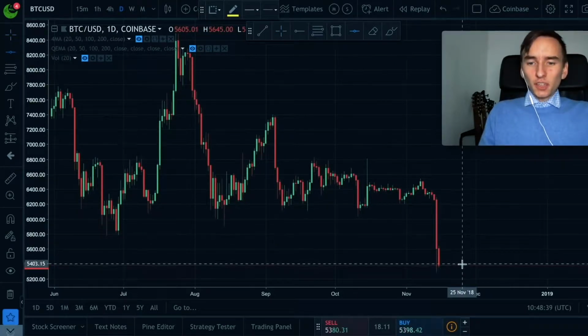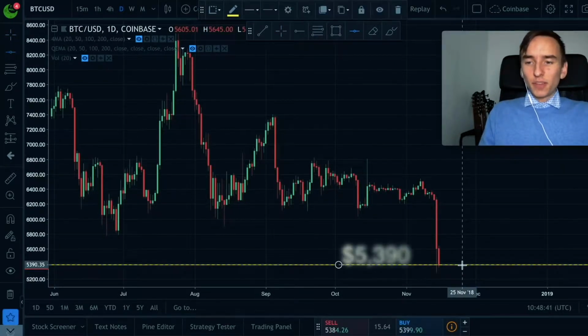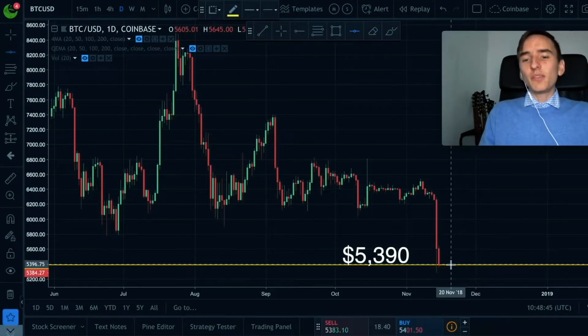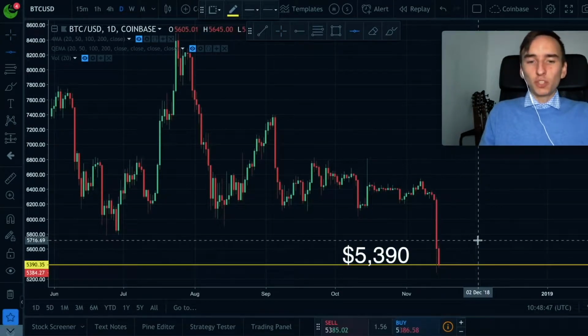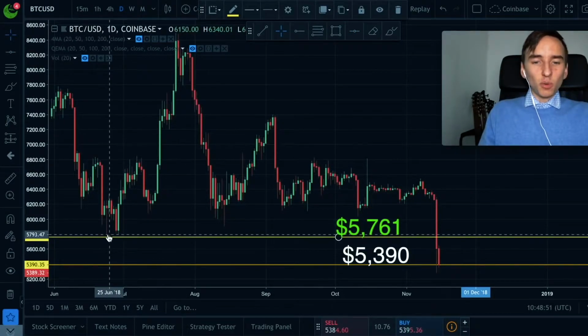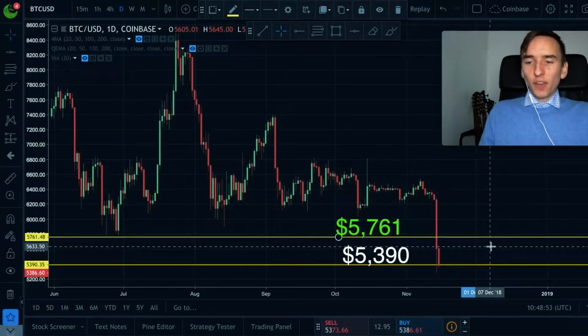Alright, currently Bitcoin is at $5,390 approximately. Let's say that we believe that right now Bitcoin is going to go up to right here, right before this resistance point, and that would be at $5,761 approximately.